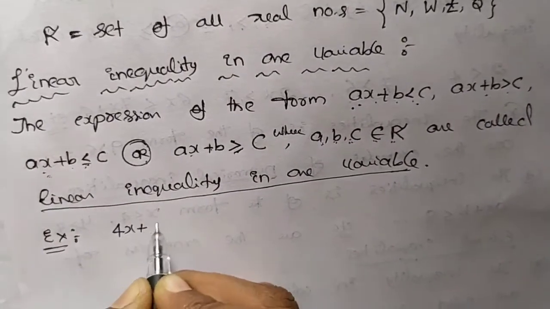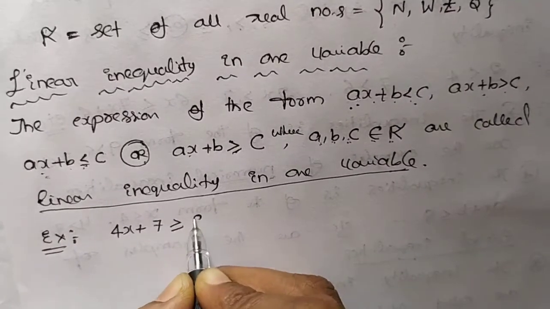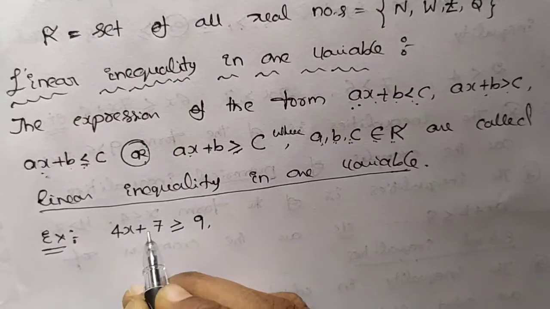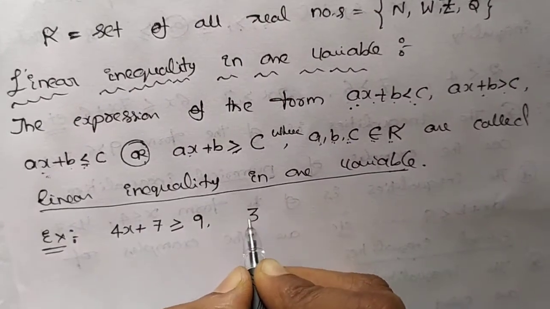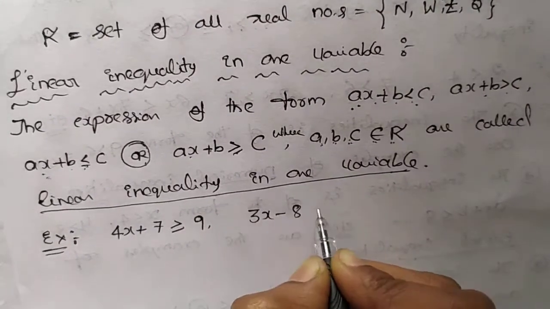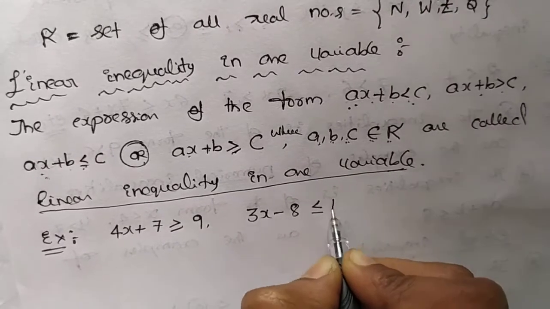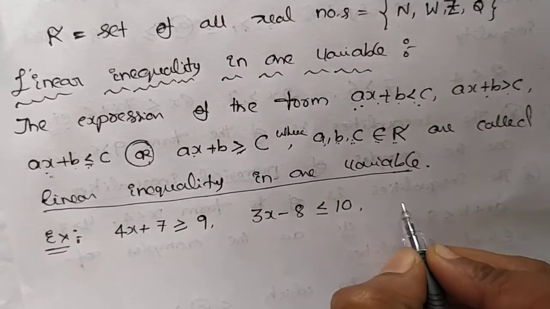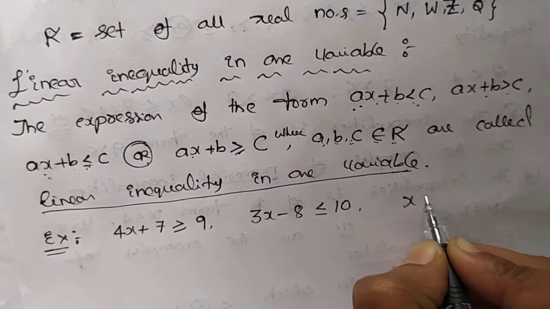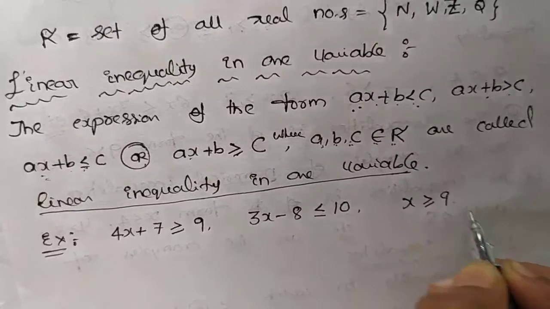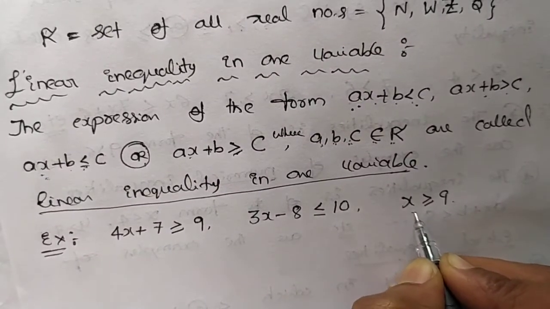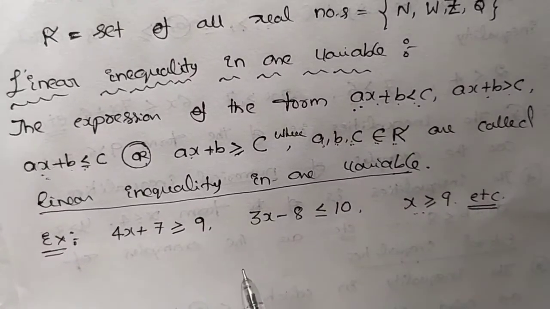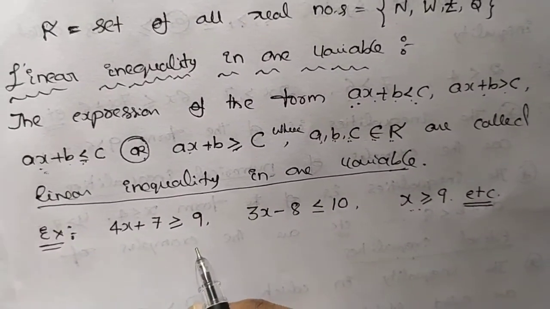4x plus 7 is greater than or equal to 9. It is a linear inequality in one variable. One more example, 3x minus 8 is less than or equal to 10. It is also a linear inequality in one variable. One more example, x is greater than or equal to 9. It is also a linear inequality in one variable, etc. All these are examples of linear inequality in one variable.